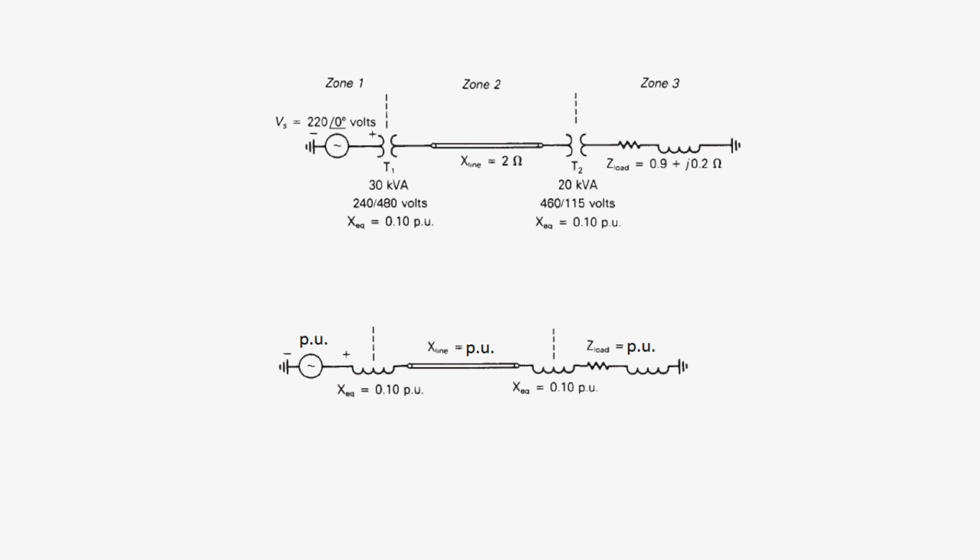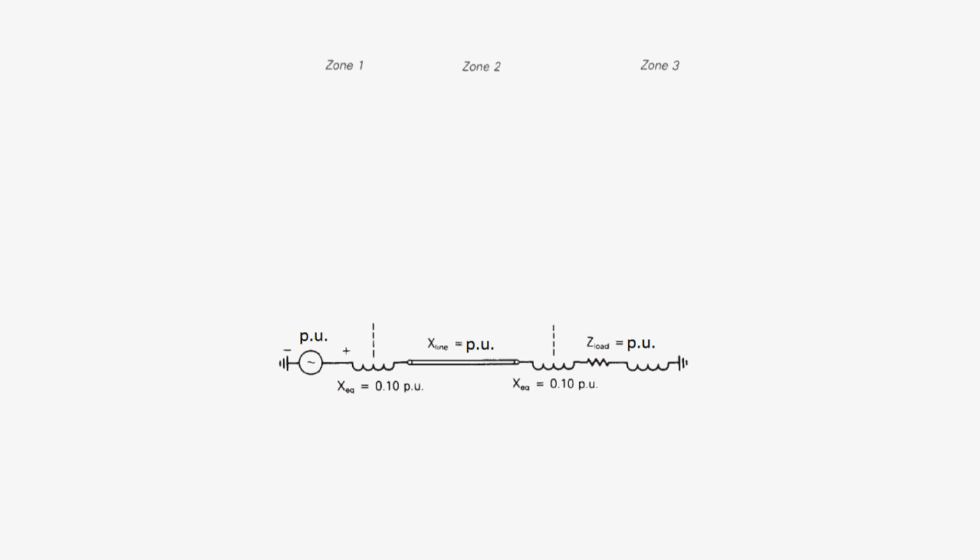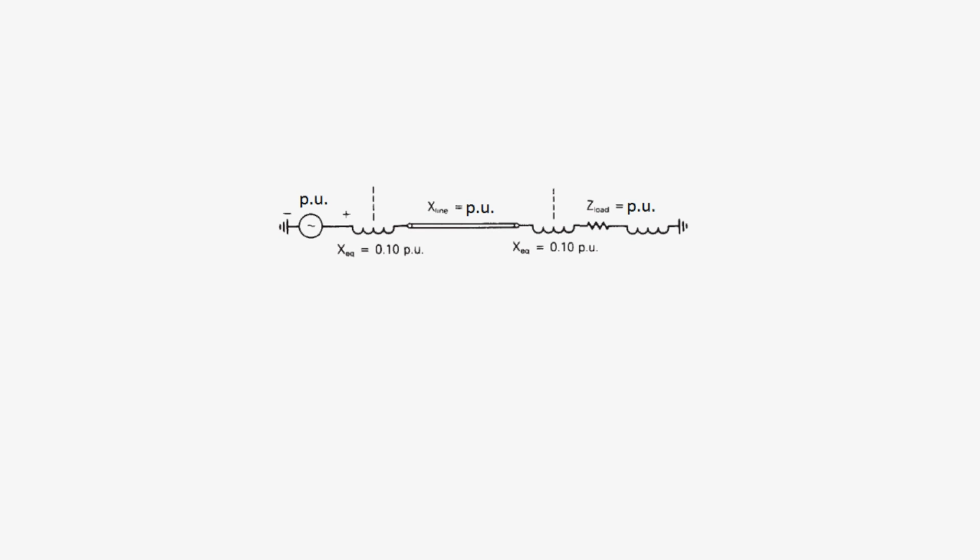Now, to put those per unit values back into their original values so you can actually come up with values in voltage, impedance, current, amps, all you have to do is multiply them by their base value in that zone. And you get the value that you are looking for in units. That's per unit.